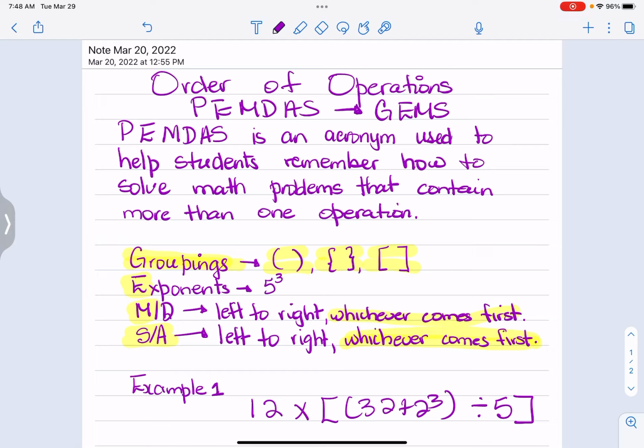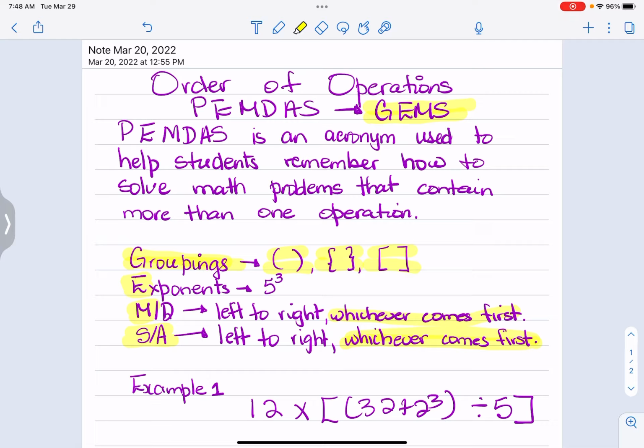Today we're going to look at order of operations. We usually use the acronym PEMDAS to represent order of operations. PEMDAS is used to help students remember how to solve math problems that contain more than one operation. However, we're moving away from PEMDAS and more towards GEMS. You will still see PEMDAS in your textbooks, but hopefully eventually you will start seeing GEMS more often.